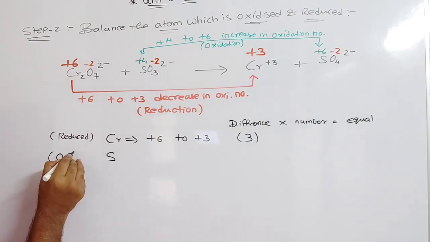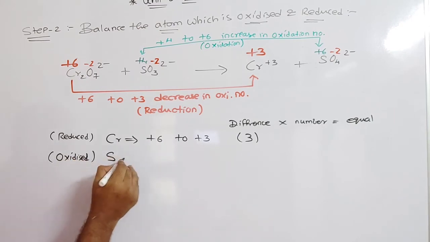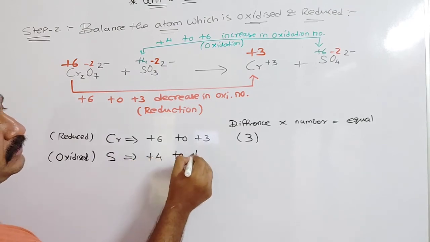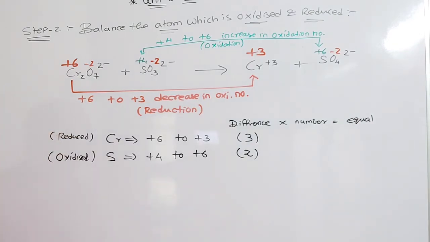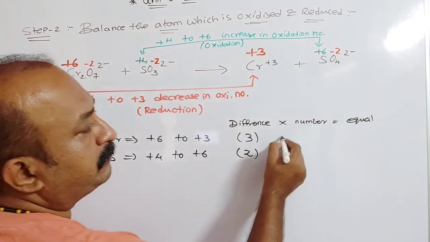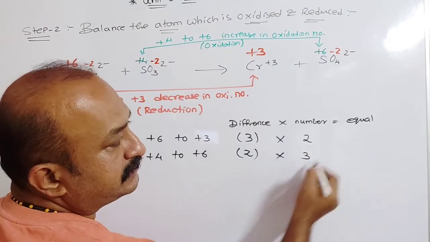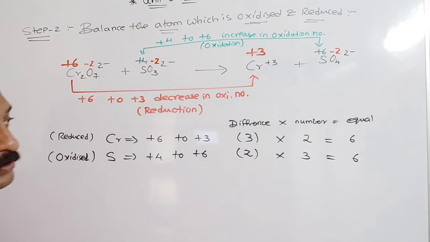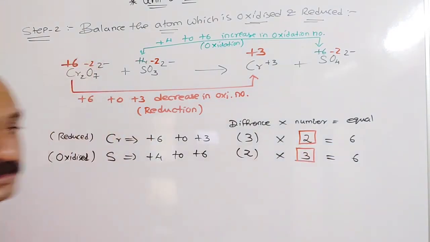Sulfur is oxidized from +4 to +6, which means a difference of 2. 6 minus 4 is 2, and 6 minus 3 is 3. Now we'll use a number to make it equal. So 3 2s are 6 and 2 3s are 6. So 6 and 6 are equal. These are the numbers you use to balance it, or to make it equal.